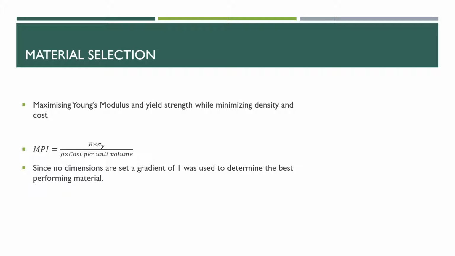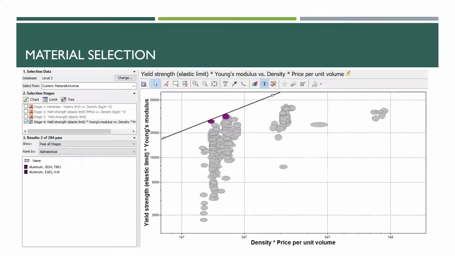And since a lot of the dimensions are not set, a gradient of one was used to determine equally performing materials, and that was taken higher and higher up to find the best performing materials. Looking at the Ashby plot, we were left with two options: 2024 T861 aluminum or 5182 H19 aluminum.